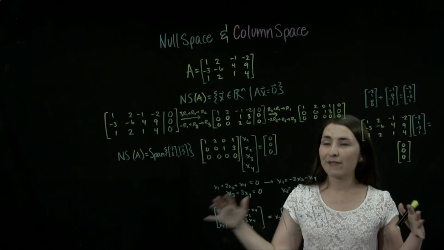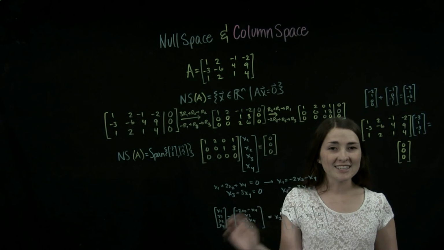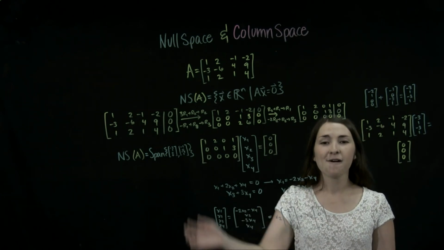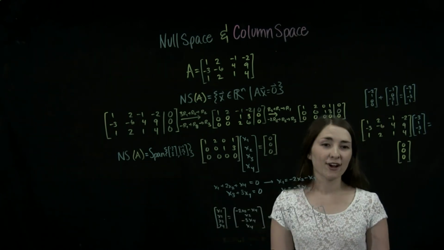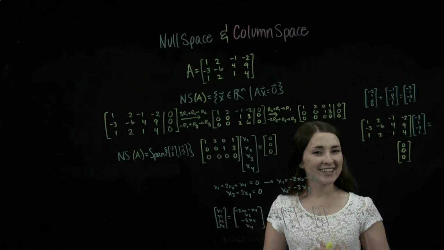So now we have a really good friend that we want you all to meet, and it's called the column space of A, and that is going to be a good friend of our null space. So let's take some time to get to know the column space.